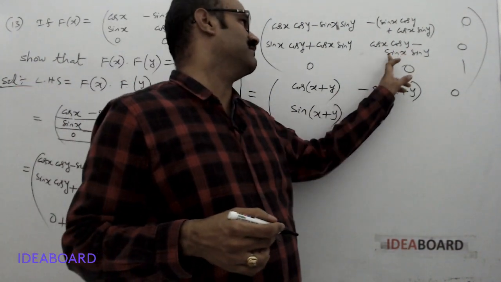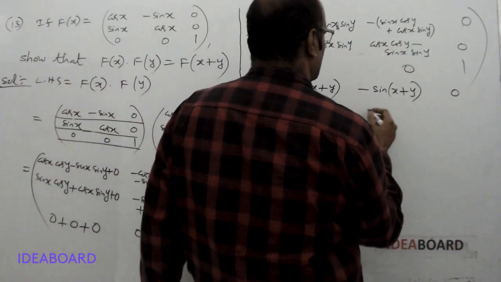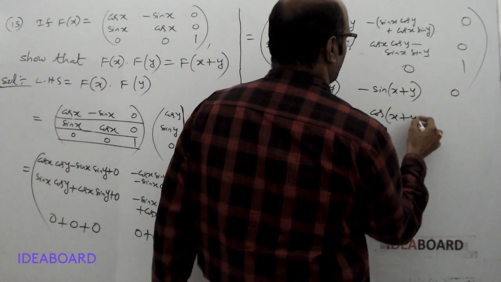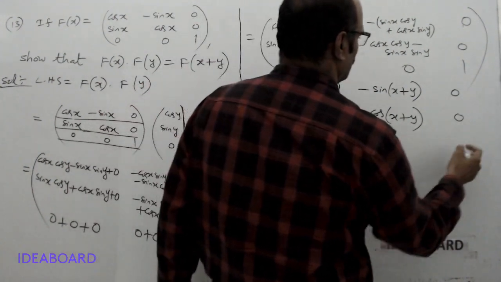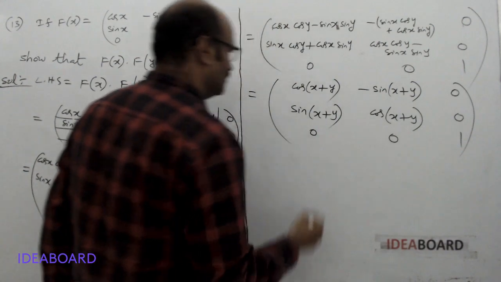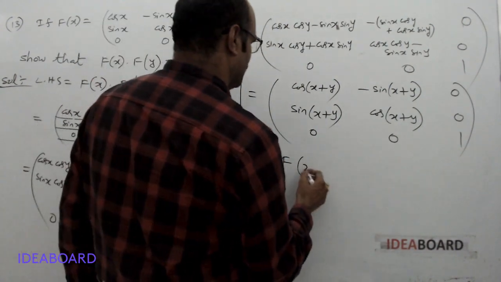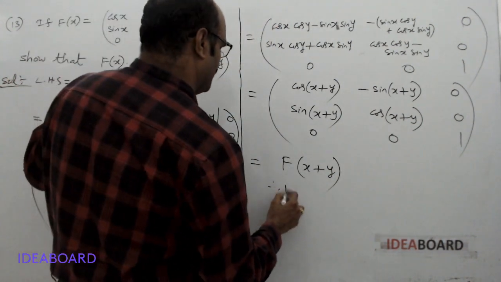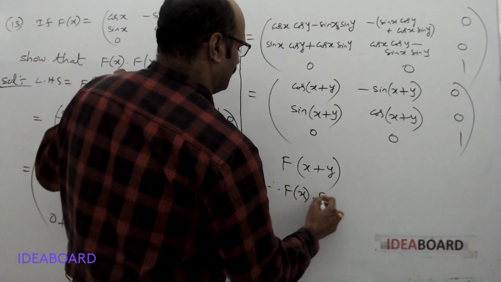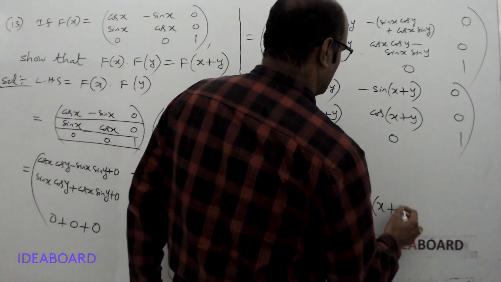Cos A cos B minus sin A sin B is in the form of cos of x plus y, 0, 0, 0, 1. Then which will be equal to f of x plus y. So here we are getting f of x into f of y equal to f of x plus y. Hence proved.